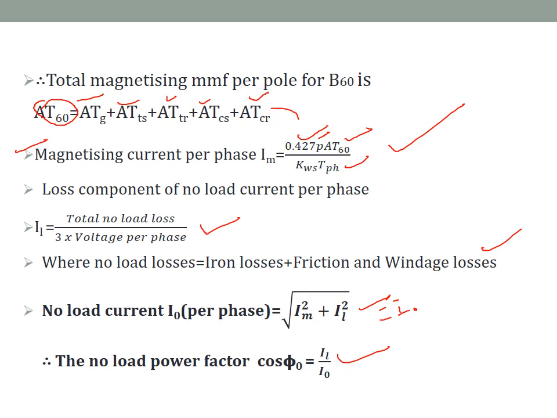As far as theory is concerned, the output equation is important, choice of specific loadings is important, the effect of air gap length and the factors affecting the air gap length are important, and rotor designs. These four things are very important. In the next class, we will study how to anticipate the problems and how to solve the problems.